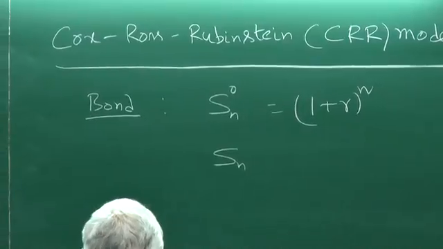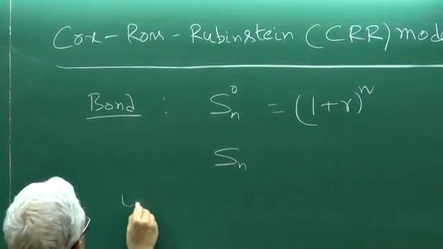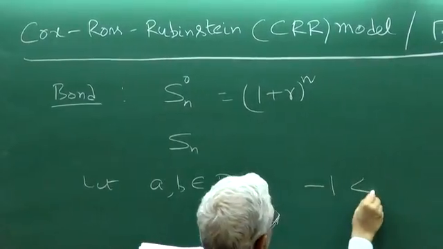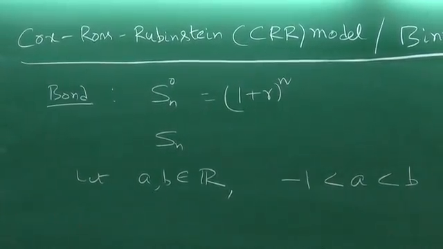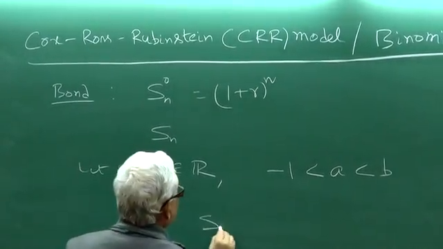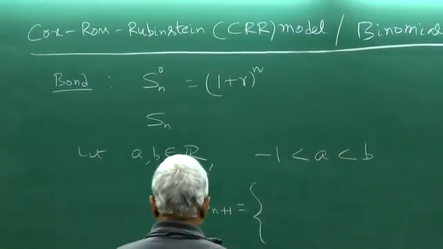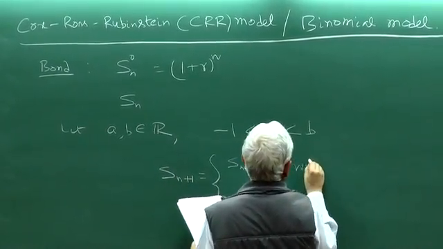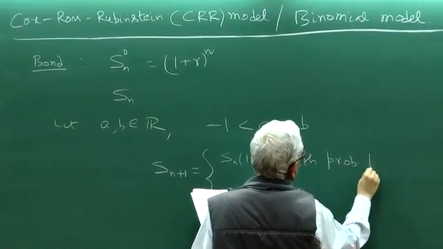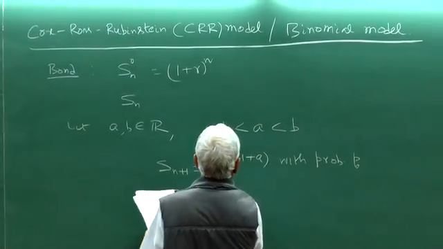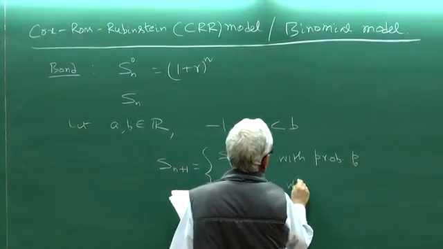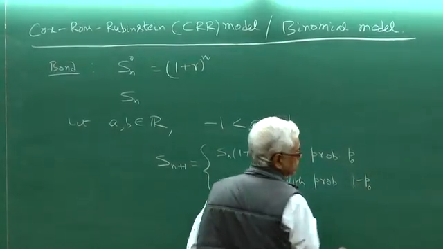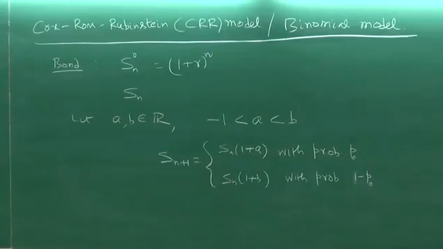So let A and B be two numbers, with -1 less than A less than B, such that S_{n+1} is equal to S_n times (1 plus A) with probability p_0, and S_n times (1 plus B) with probability 1 minus p_0. So there are only two possibilities. There are two numbers, A and B, satisfying this.